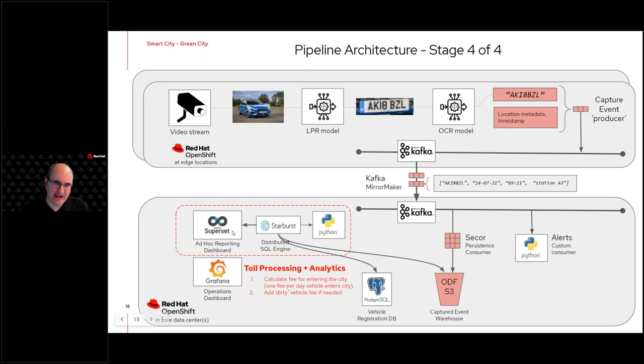Okay, we have another thing happening here. We can make ad hoc reporting using Superset, or we can have an engine for the toll processing and everything that will rely upon Starburst, Presto or Trino, the upstream version. In the demo I will show you I'm using Trino, and this Trino engine will fetch data from different sources. First, here we have an S3 bucket, an object storage bucket.